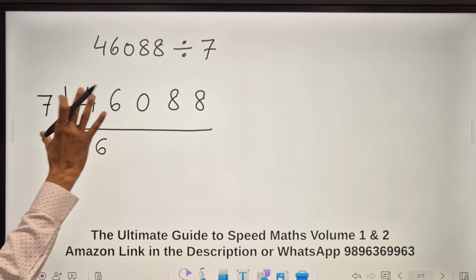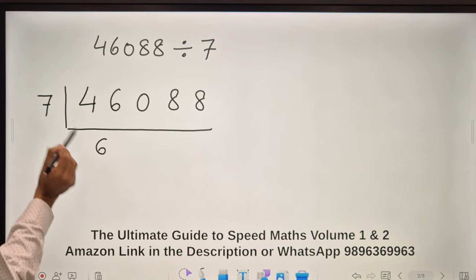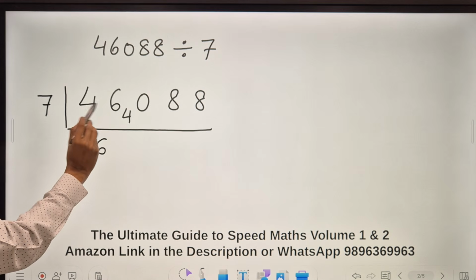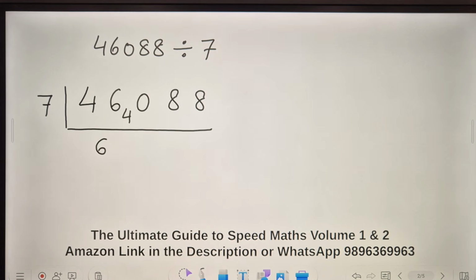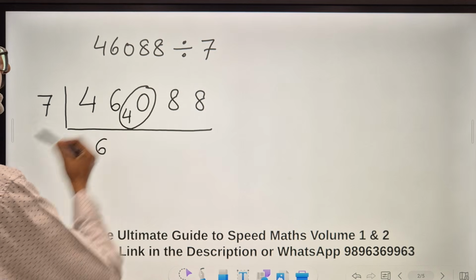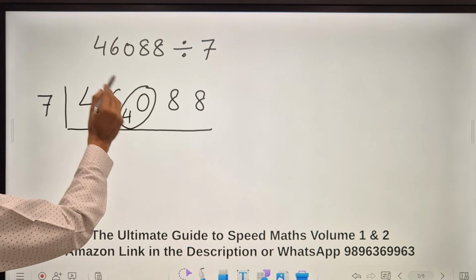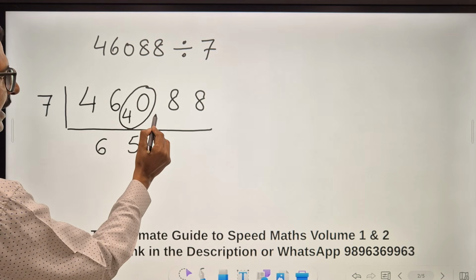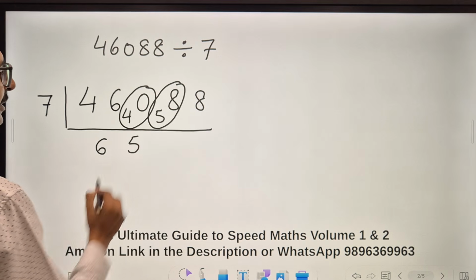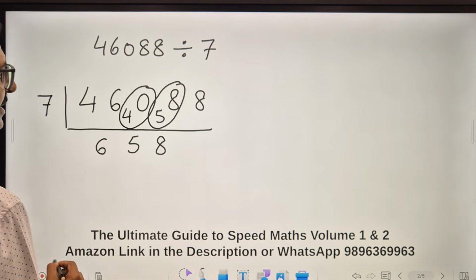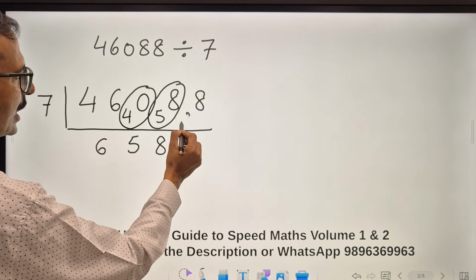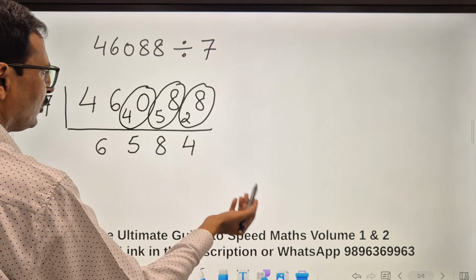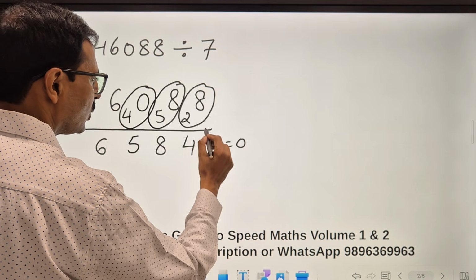Now that's what we do in mind. So that 4 which you get, 7 6s are 42, and 46 minus 42 is 4. I will write the 4 here between 46 and the next digit 0. Now I will consider 40 as the next number. Now 7 5s are 35, that's very close to 40, and 40 minus 35 is 5, so I'll write 5 here, and then 58, 7 8s are 56, 58 minus 56 is 2, so I'll write the 2 here, and 28, 7 4s are 28, and what do I get? A remainder of 0. There is no remainder.